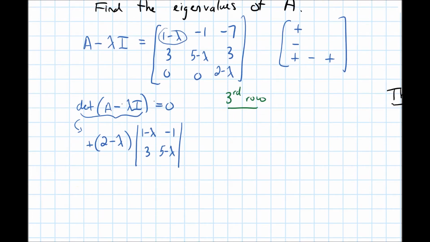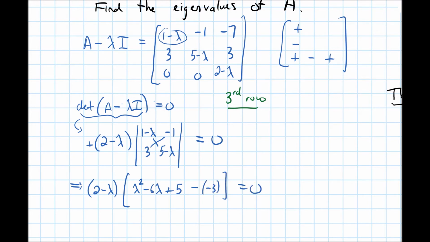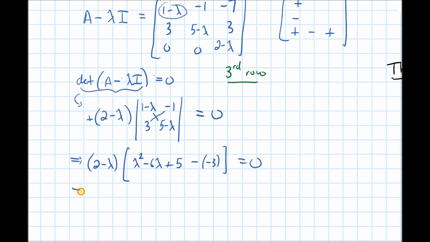So what we have now, we need to set this equal to 0 and then solve. So we have 2 minus lambda in front. And then to do this 2 by 2 determinant, I'll multiply these two entries first. That'll give me lambda squared, minus 6 lambda, and plus 5. And then we have to multiply these two entries, the 3 and the -1, and subtract that. So I'll have to subtract -3. And this is going to be equal to 0. Simplifying this, we get 2 minus lambda in front times lambda squared minus 6 lambda plus 8 equals 0.